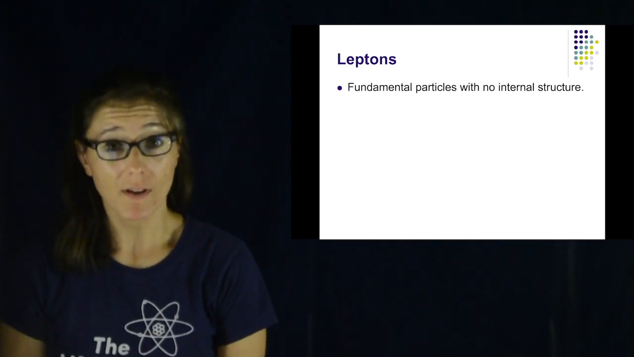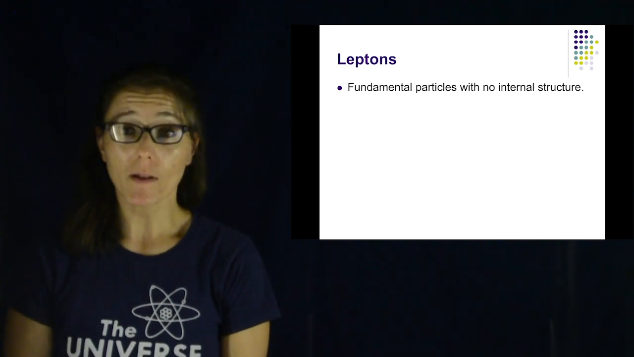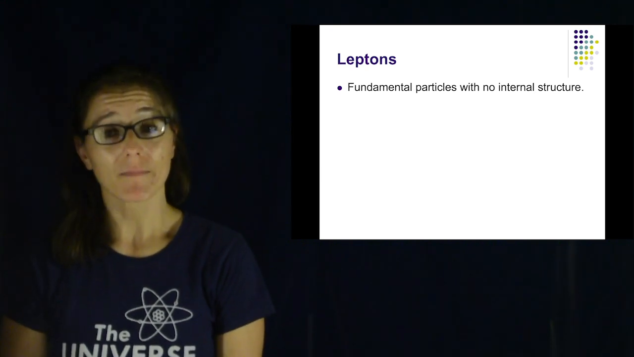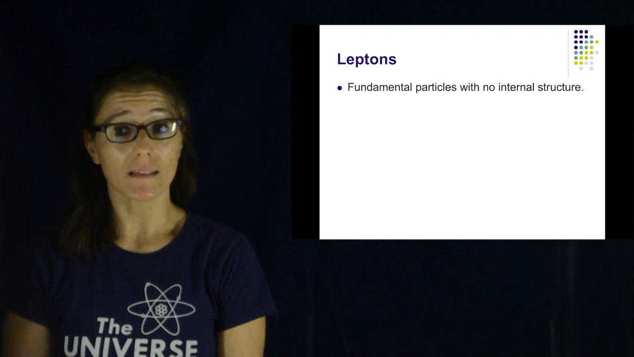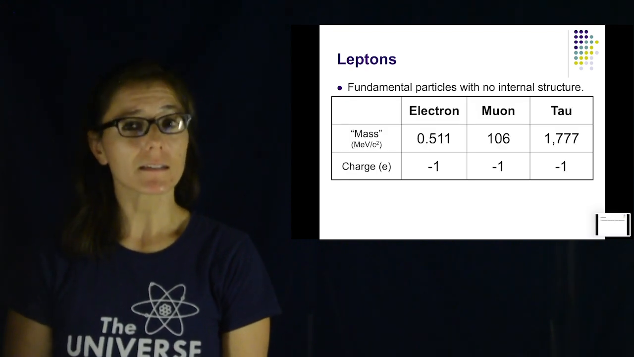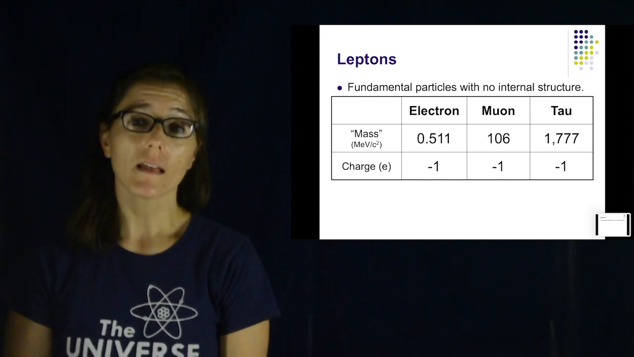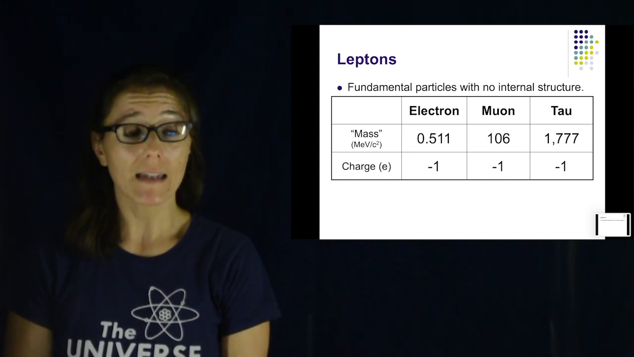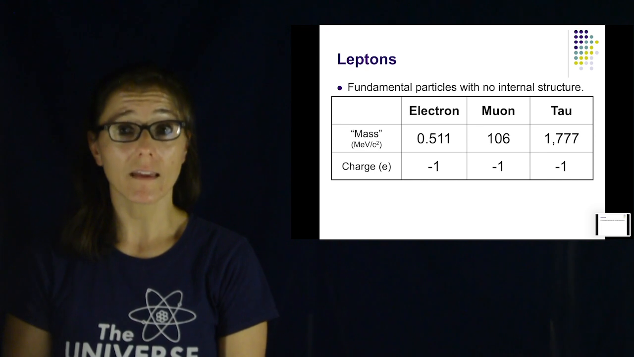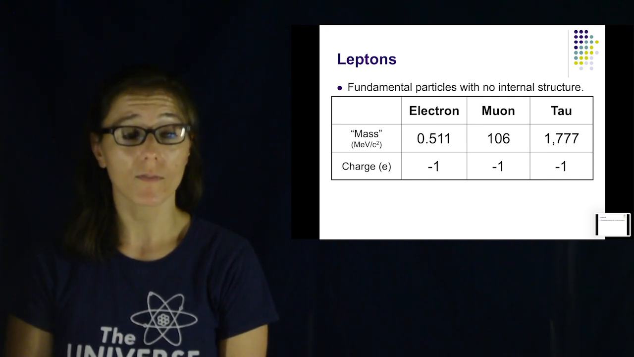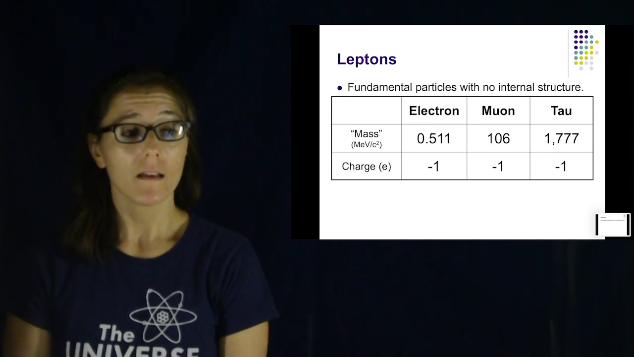Let's start with the leptons. Leptons are fundamental particles that have no internal structure. The one that we are most familiar with is the electron, but there are in fact 2 other flavors of leptons that we are not as familiar with. They are the muon and the tau. And if we look at that chart, we can see that they are increasing in mass as we go from the electron to the tau.